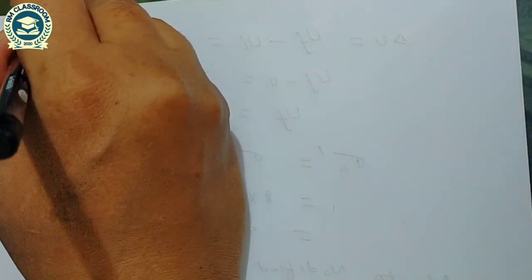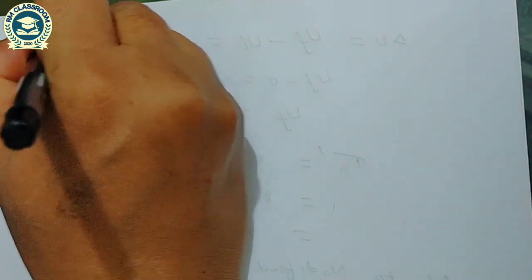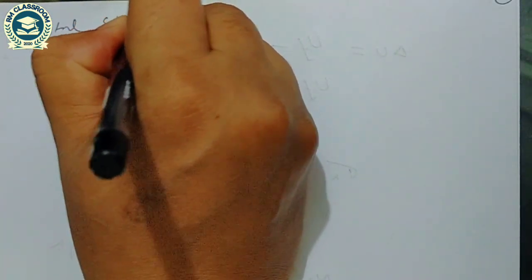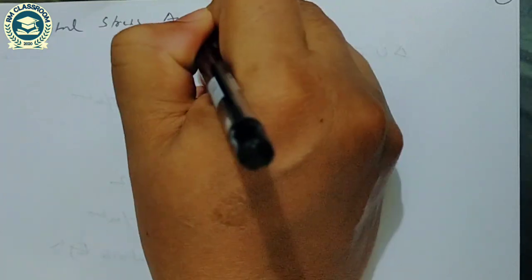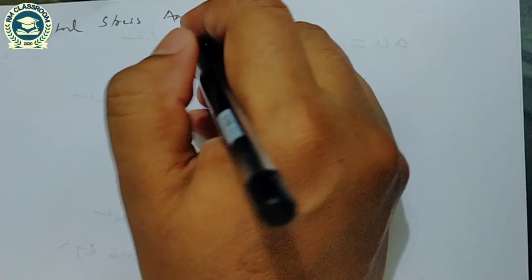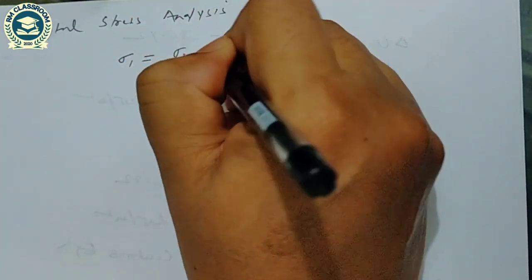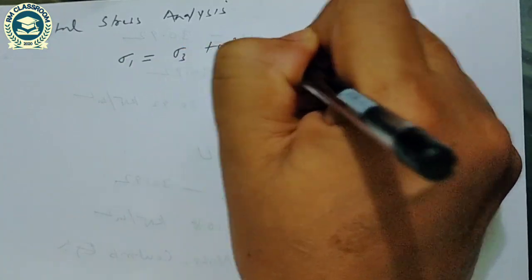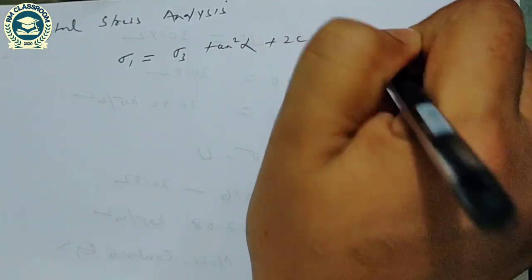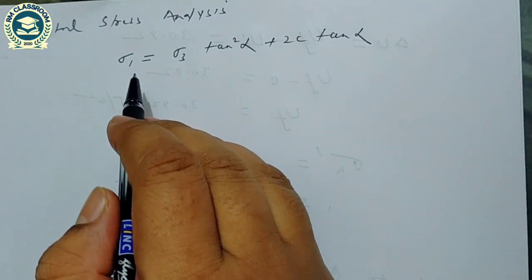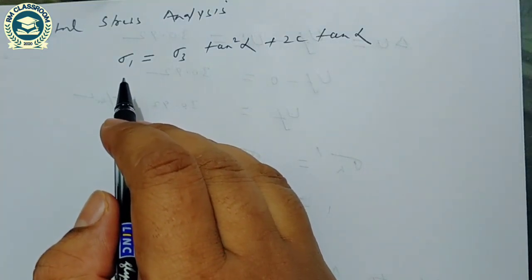So we know that firstly I will compute the shear strength parameter by total stress analysis. So in total stress analysis, we have the relation between sigma 1, sigma 3, C and phi. Sigma 1 is equal to sigma 3 tan square alpha plus 2C tan alpha. Total stress analysis means we have to use the total terms, not the effective terms.